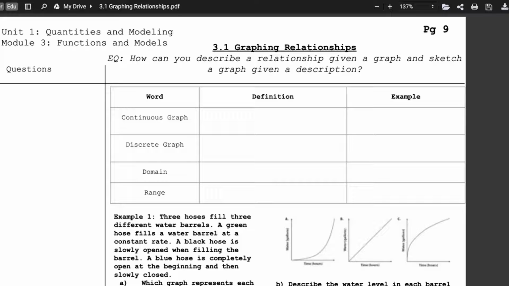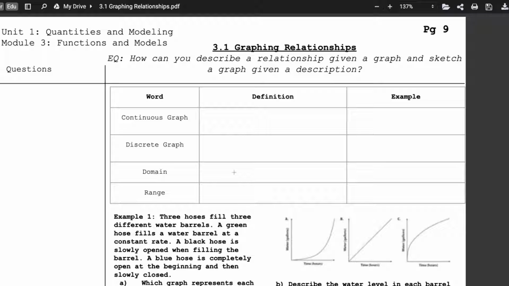Going to be learning how to graph relationships. And so the essential question that we're looking at is how can you describe a relationship when given a graph and sketch a graph given a description? So we're really looking at, this is like how we read in math. So it's interpreting paragraphs and drawing pictures for them, basically.